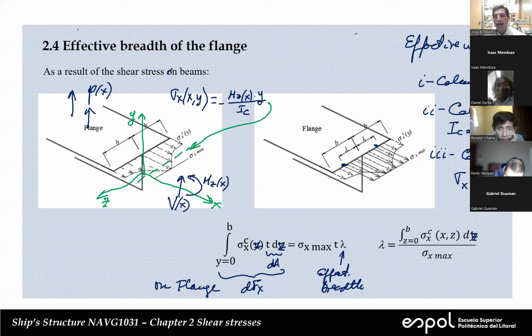Okay, so we calculate lambda. So in this area, in the lambda part of the flange, we assume that sigma is constant. Okay, after we do this, we calculate the effective inertia of the section. And with the effective inertia of the section, we can calculate the maximum stress. And this is the value that we need, right? Because this is the value that has to be compared with the allowable stress, okay?